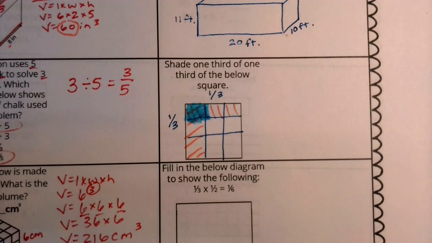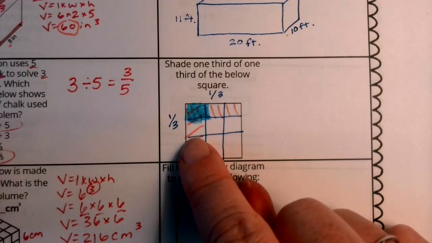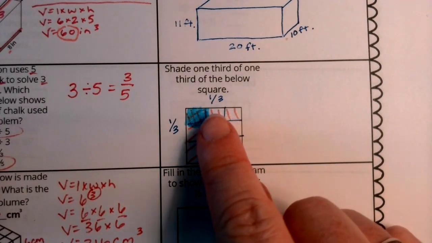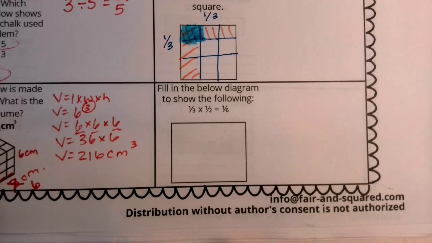A lot of times when we're showing this as an answer, we don't see the shading continuing in the rest of the column or the rest of the row, and that's okay, because this is the important moment where we see that overlap occurring. Now let's go down below and we're going to do something similar, but we're going to add something to it. It says fill in the below diagram to show the following: 1/3 times 1/2 equals 1/6.